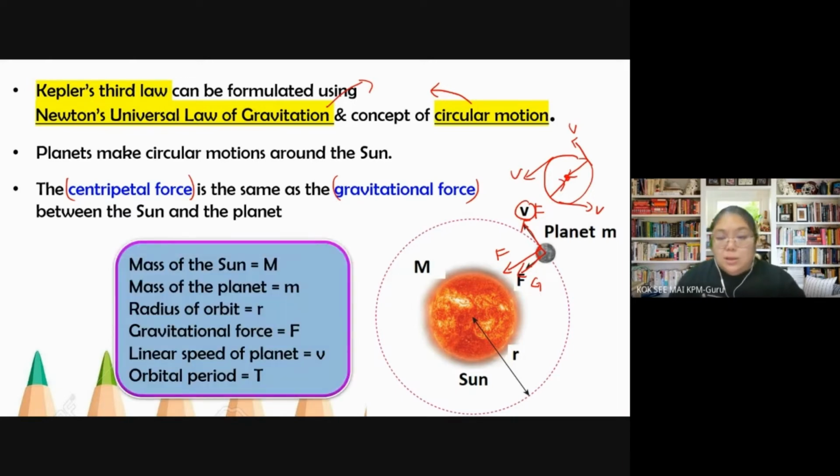Let you know what each symbol stands for first. Capital M is the mass of the sun. Small m is the planet orbiting the sun. R is the radius from the center of the sun to the planet. Then F is the gravitational force. V is the linear speed, that means when the planet moves, it has a speed. That's the linear speed. Then the orbital period T: the planet orbits around the sun, and the time taken is how long? Okay, so we have 6 physical quantities here.